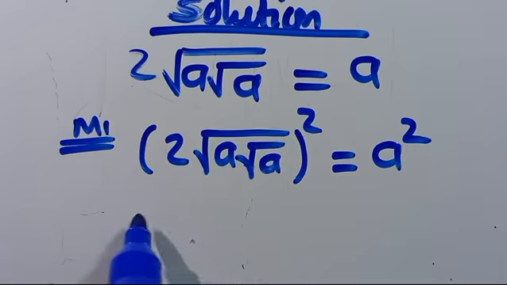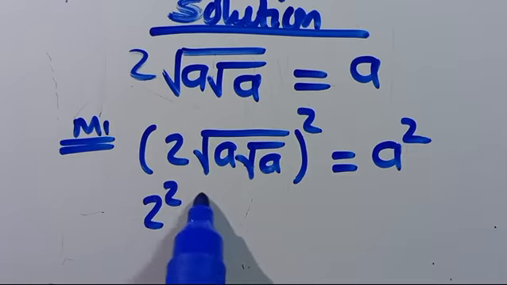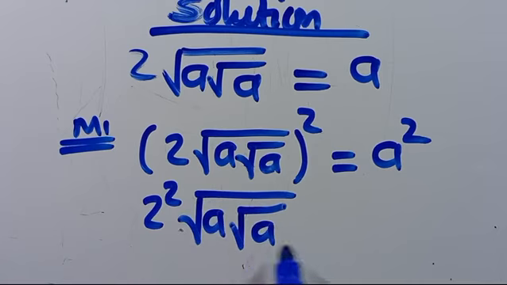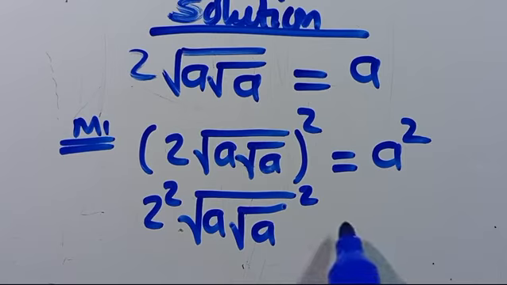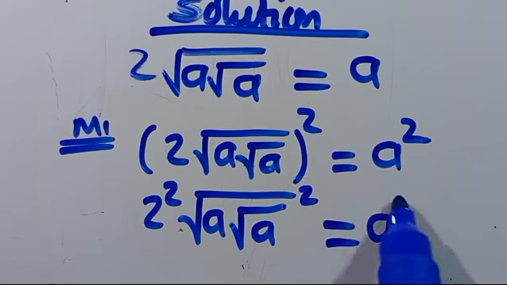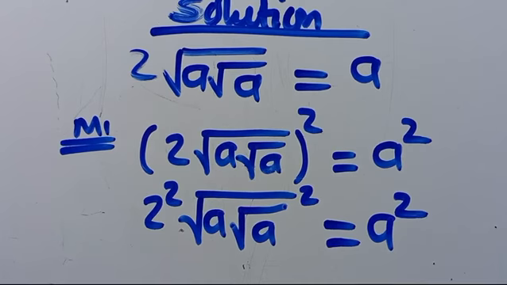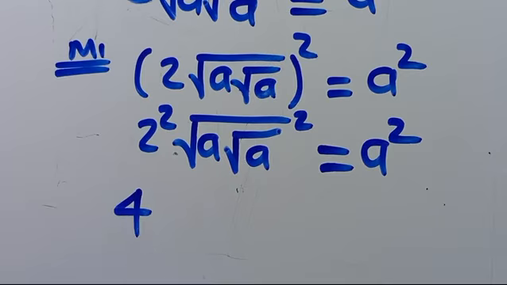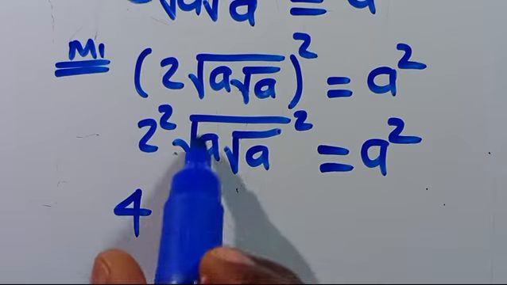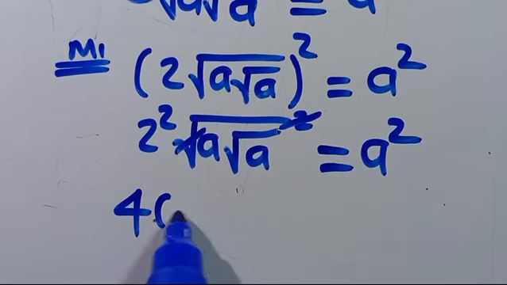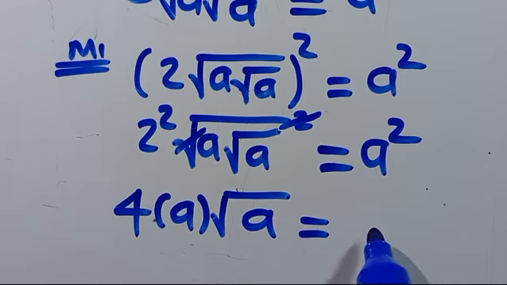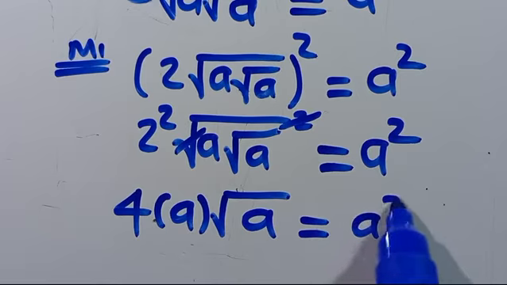From here, we are going to have 2 squared multiplied by (root a into root a) squared, then equals a squared. Now from here, 2 to the power of 2 will be 4, and we cancel out the root, so we have 4a multiplied by root a equals a squared.